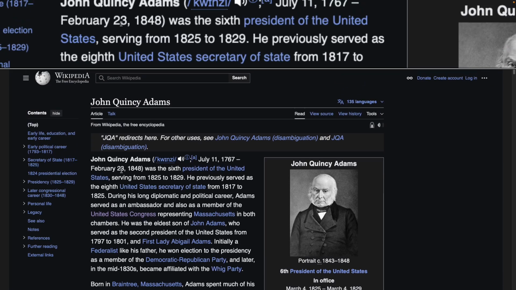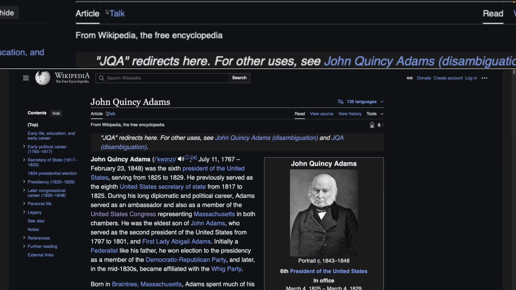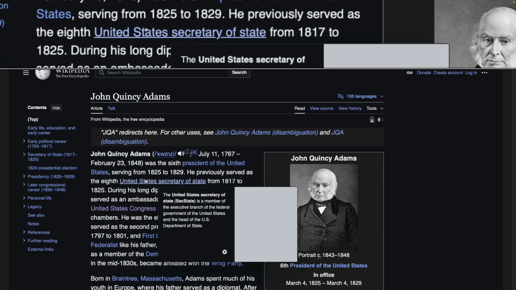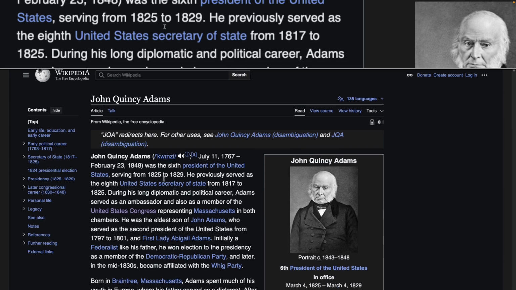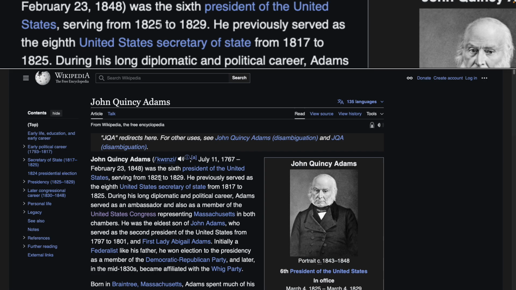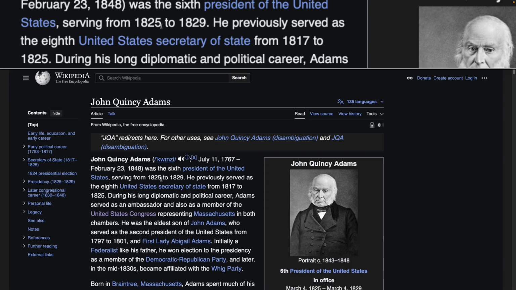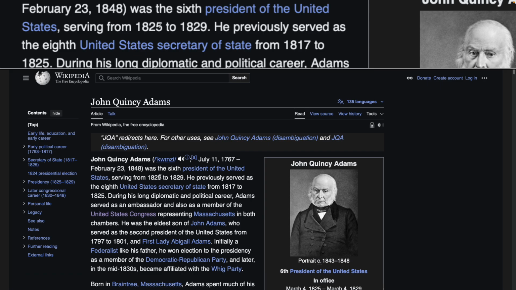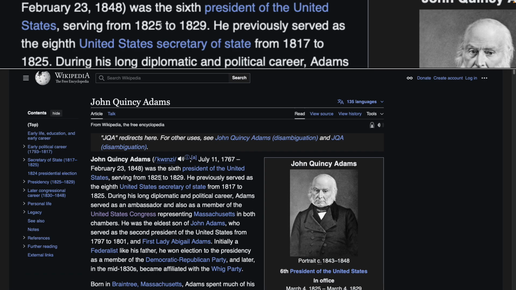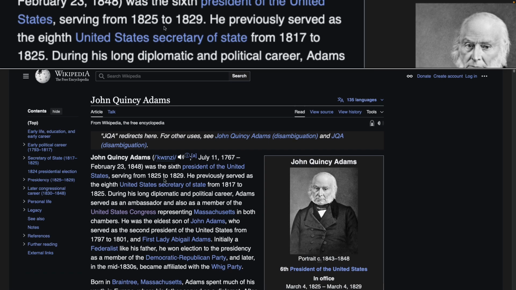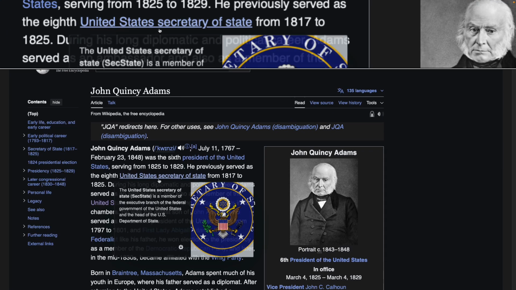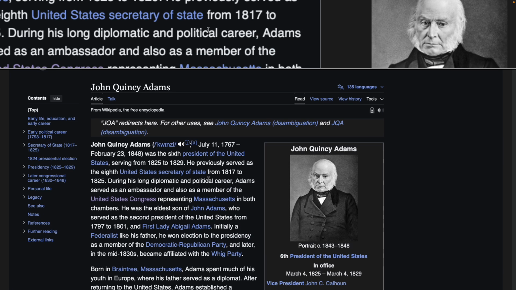All right, so John Quincy Adams. This dude was the sixth president of the United States, serving from 1825 to 1829. So we're in the beginning, not the beginning, but the first part of the second quarter of the 19th century. He previously served as the eighth United States Secretary of State from 1817 to 1825.